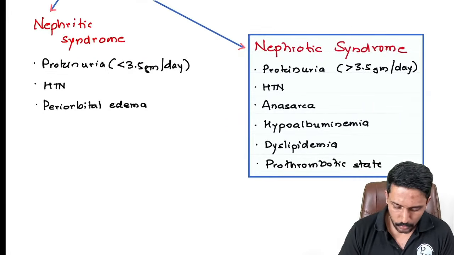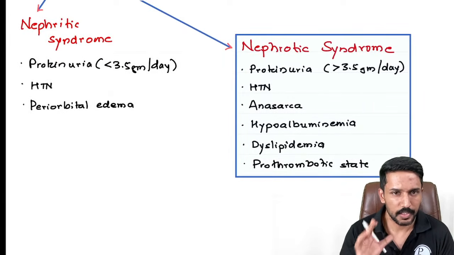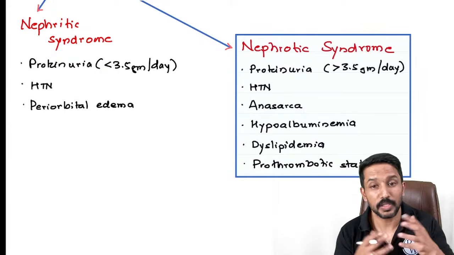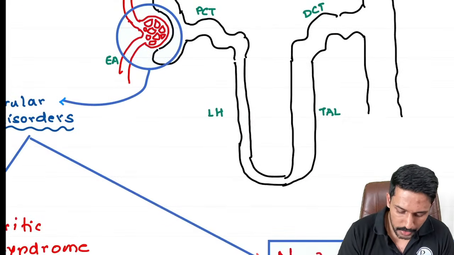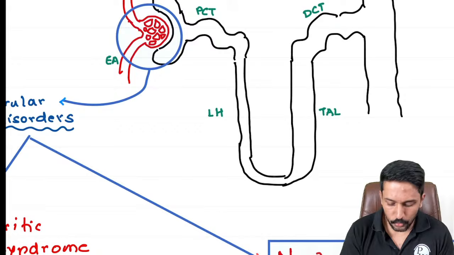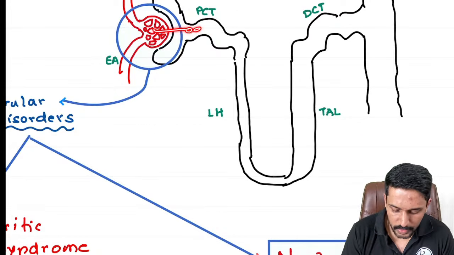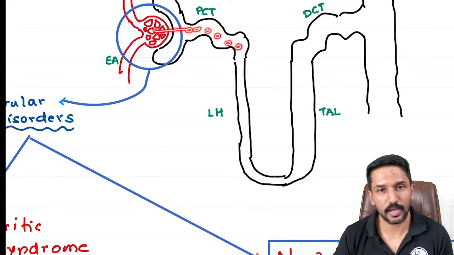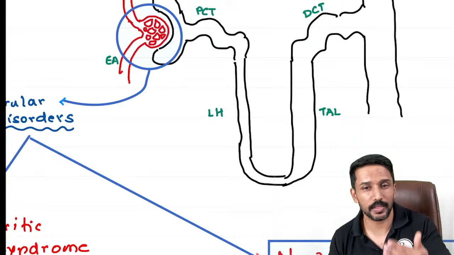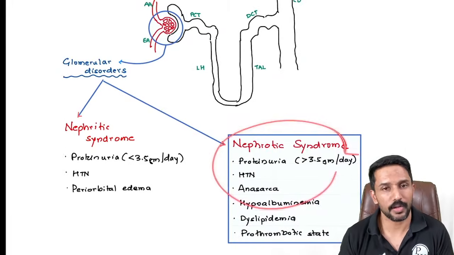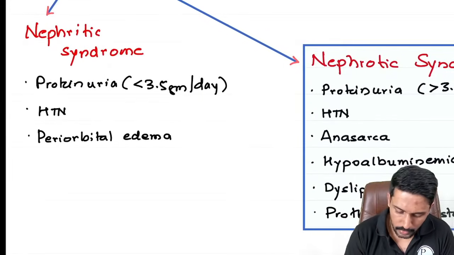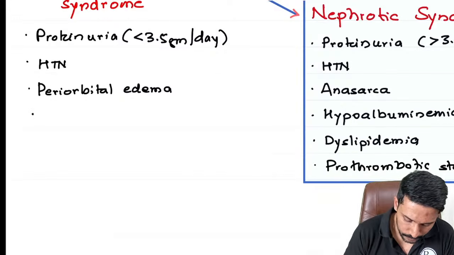Now, in nephritic syndrome, we have proteinuria, which is minimal. We have hypertension and periorbital edema, but there is something which is more striking. So in nephritic syndrome, the inflammation of the glomeruli makes you lose RBCs into the glomerular filtrate. So you will end up with hematuria, which is not always encountered in nephrotic syndrome. So in nephritic syndrome, frequently you will have hematuria.